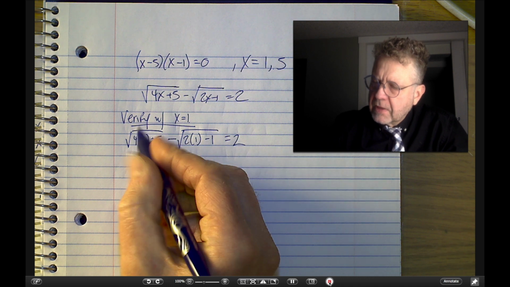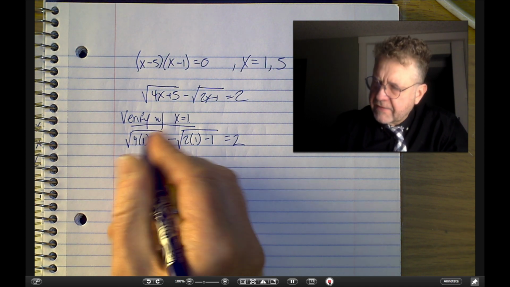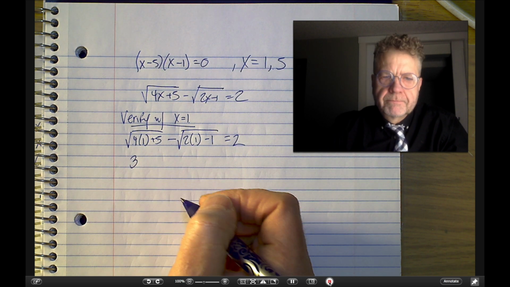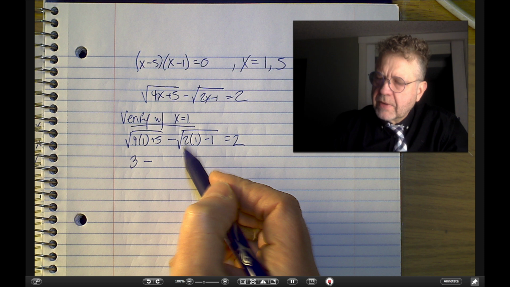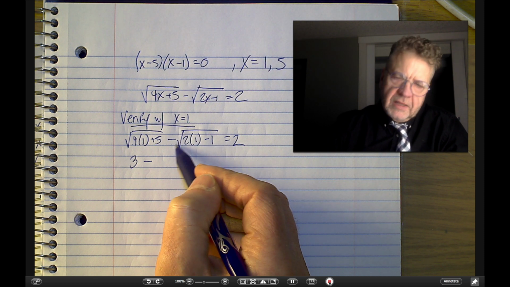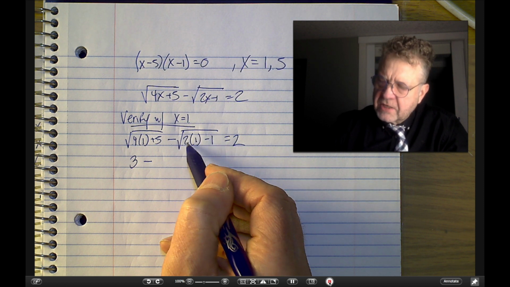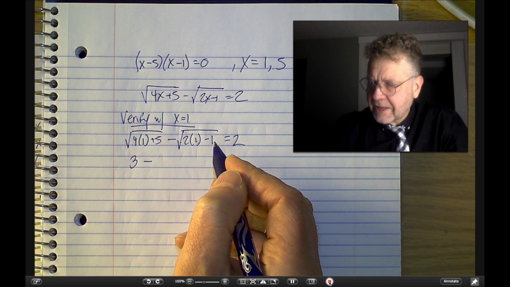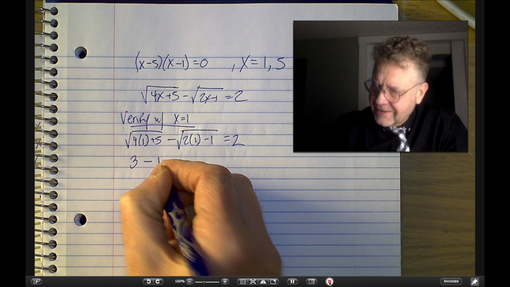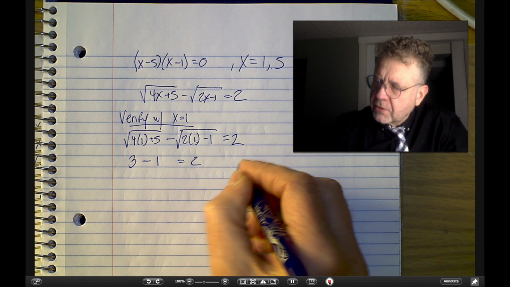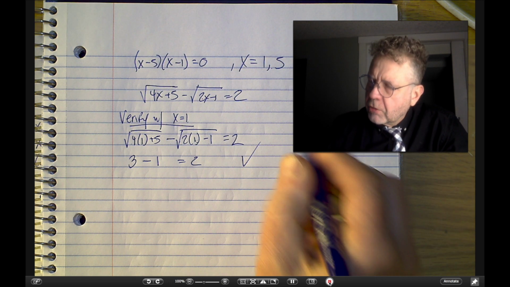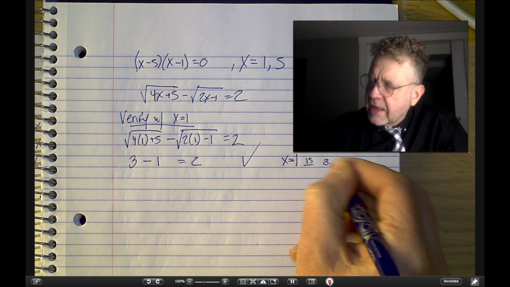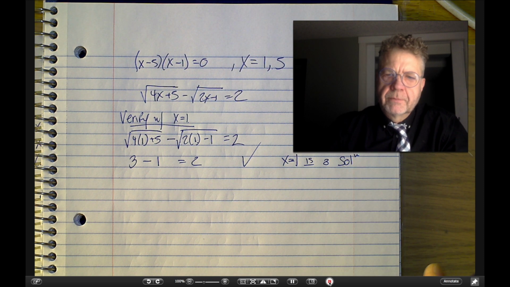So, well, what do you got? Well, 4 times 1 is 4, plus 5 is 9. Root 9 is 3, minus, and in the next part of the expression here, 2 times 1 is... I'm sorry, 2 times 1 is 2. Minus 1 is 1. And lo and behold, yep, 3 minus 1 equals 2. So x equals 1 is a solution, for sure. Cool.